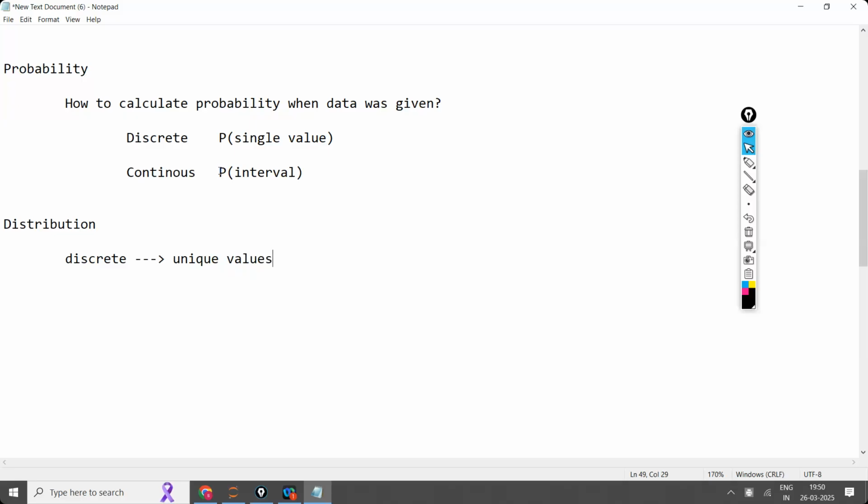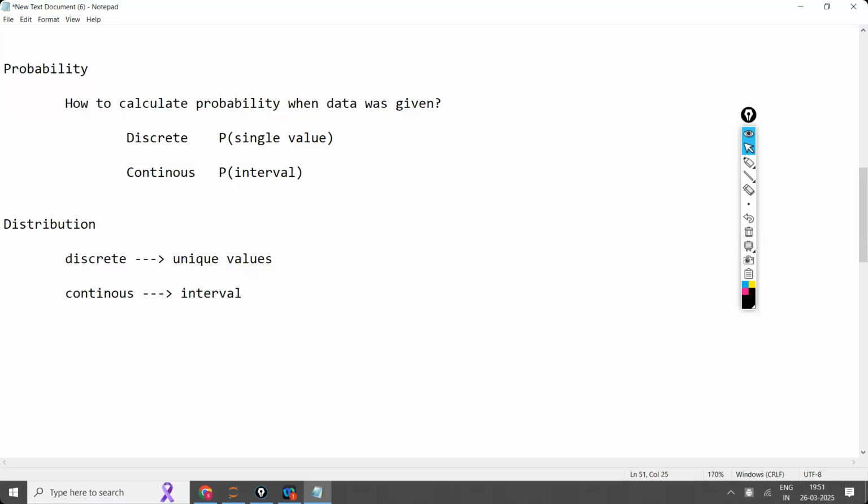Which values will be there? For example, in the gender column: male, female, male, male, male, male, female, female, male, male, male, something like this. In the entered data, males are there, females are there. So distribution for a discrete variable basically means unique values. For a continuous variable, distribution is nothing but your intervals, whatever intervals you are going to consider.